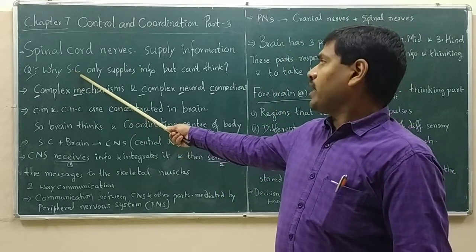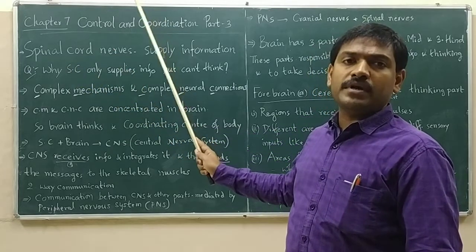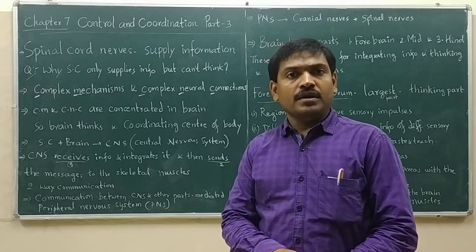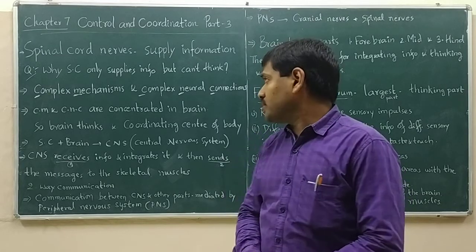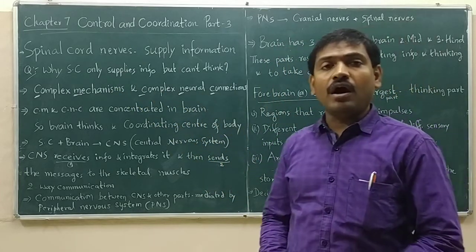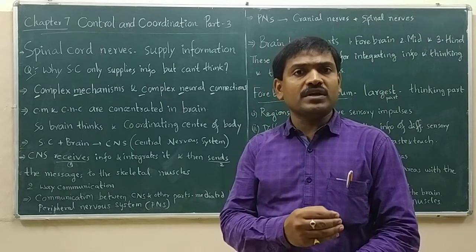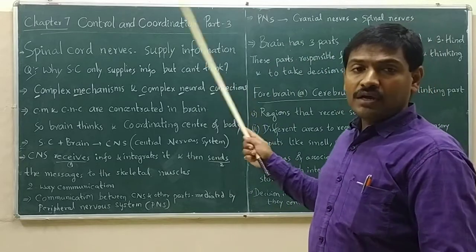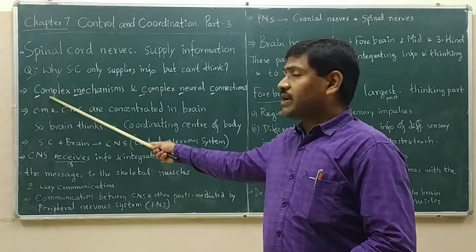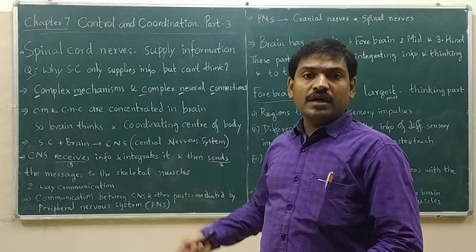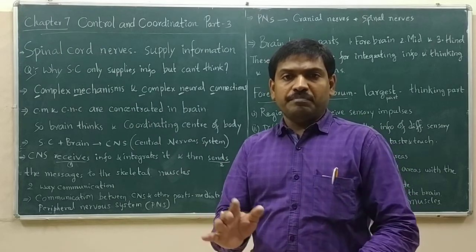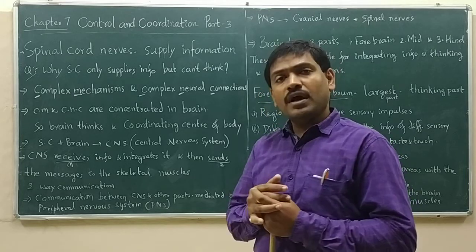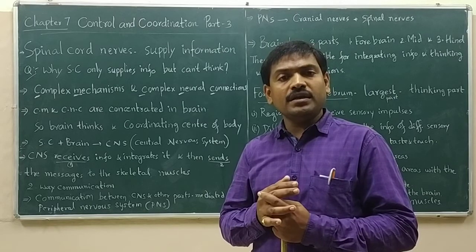Here there is a question. Why does the spinal cord only supply the information but cannot think about it? There is an answer for this. In order to think about the information, more complex mechanisms and more complex neural connections are required, and these are concentrated at one particular location which we call the brain.